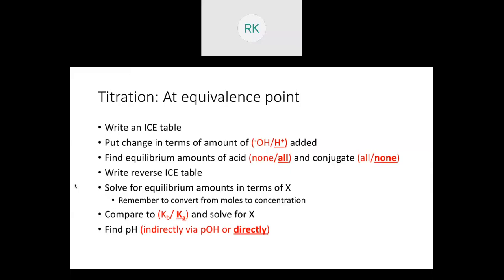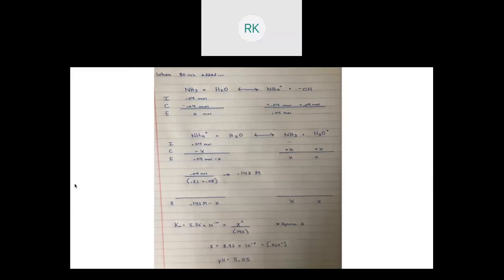So we'll go through that ice table, solve in terms of X, remembering to convert moles to concentration. That's probably the biggest step that people forget to do, so definitely remember to do that. Then we're going to compare our equilibrium amounts to our Ka in this case, right? If we started with a weak acid, we'd compare it to Kb. You'll kind of see why. And then we'll find our pH, and you can do so through our pOH, or this time we'll be able to solve directly for it.